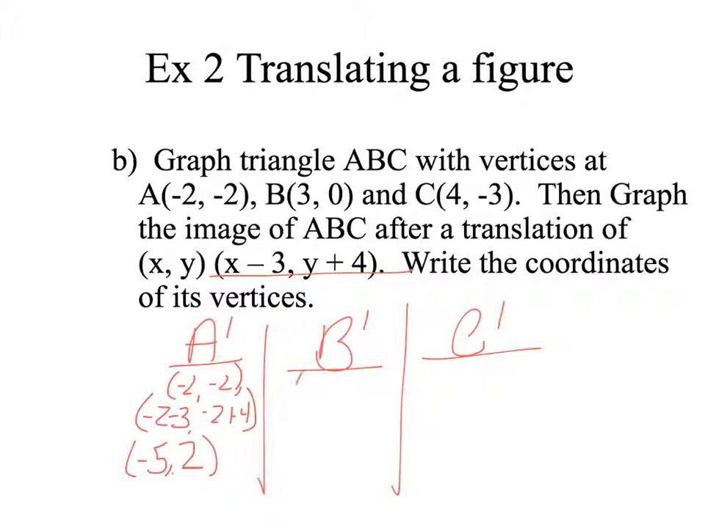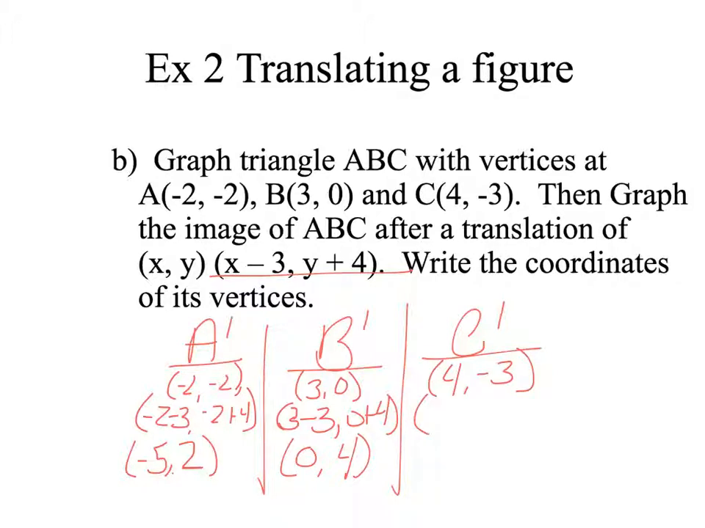B and B prime, we started at 3, 0 for B. We're going to translate or slide over 3 and up 4. That's going to give me 0, 4 then for B prime. For C, we have 4, negative 3. I'm going to translate, so 4 minus 3, and negative 3 plus 4. C prime is going to be 1, 1.